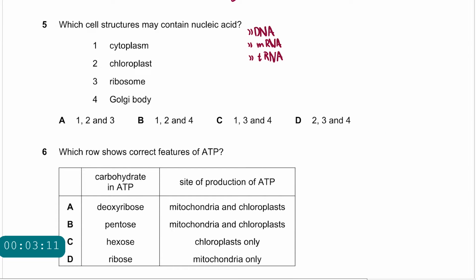Question number 5. Which cell structures may contain nucleic acids? These are examples of nucleic acids: DNA, mRNA, and tRNA. In the cytoplasm, we know we have mRNA and tRNA, so this is correct. In the chloroplasts, we know we have circular DNA, so this is correct. 3. In the ribosomes, we have mRNA that occurs during translation. This is correct. And point number 4, Golgi body, is incorrect because the Golgi body packages and modifies protein and has nothing to do with nucleic acid. So the answer is going to be A.